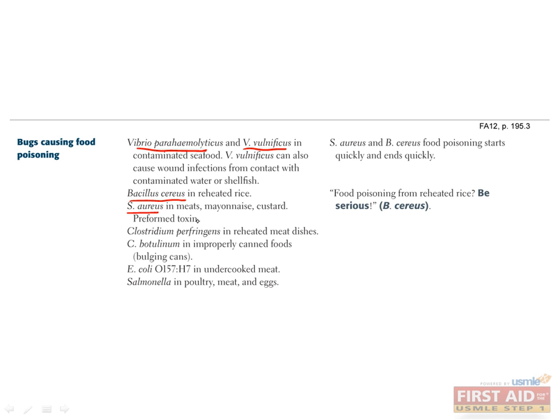In cases of Staph aureus food poisoning, the toxin has already been pre-formed, so patients are not actually infected with an organism, but rather they are reacting to the toxin itself. Therefore, antibiotics would have no effect. Reheated meat dishes can contain Clostridium perfringens, and any time you see mention of canned foods or honey, your first thought should be C. botulinum. Undercooked meat can be responsible for E. coli O157:H7 infection, which is enterohemorrhagic E. coli. And lastly, poultry, meat, or eggs can all cause Salmonella.